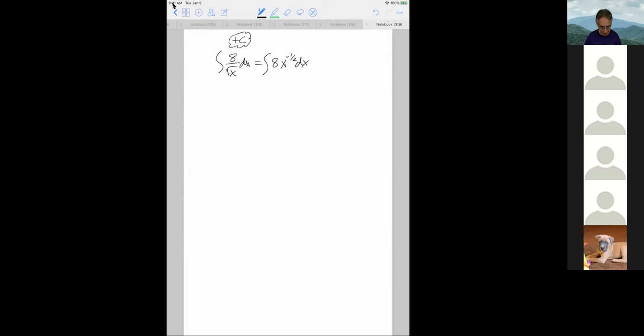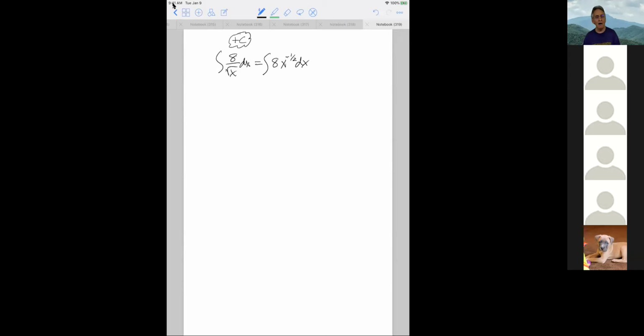Everybody okay with that? If you want to do that one step at a time, feel free to make sure you're solid on it. That could be rewritten as 8 over x to the 1/2, positive 1/2 on the bottom, and when you move it upstairs, it becomes negative 1/2. But if you already got it, feel free, it saves you a little pencil lead.